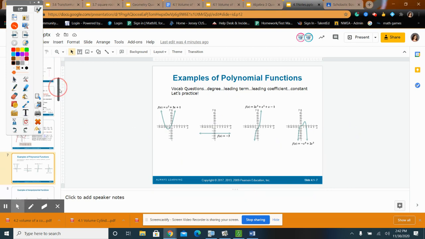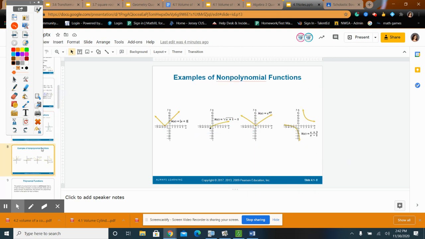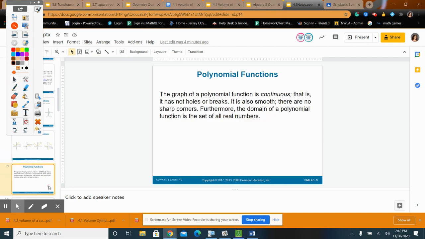These guys on the next slide are not polynomials, and you can tell because they got some weird things going on. Absolute value, not a polynomial. Square root, not it. This is an x to the 4/5. I don't know if you can quite see it. X to the 4/5, that is not a polynomial. And anything with a fraction with an x in the denominator is not a polynomial.